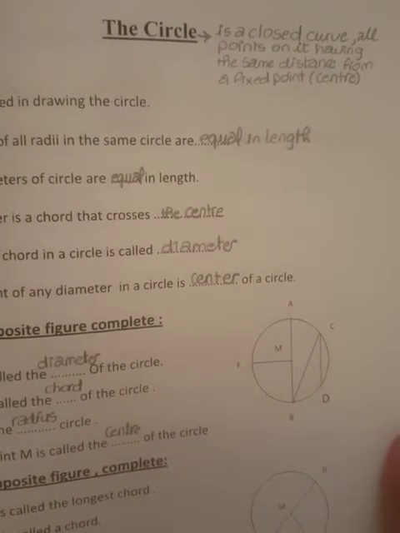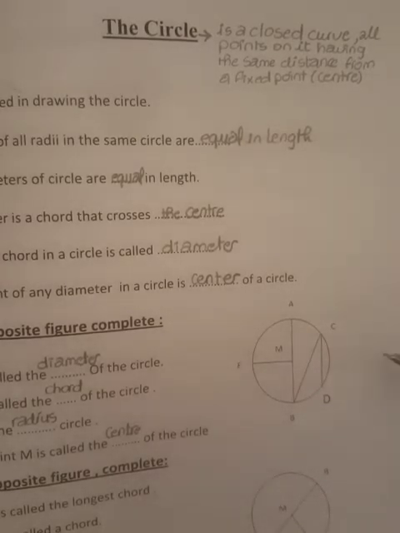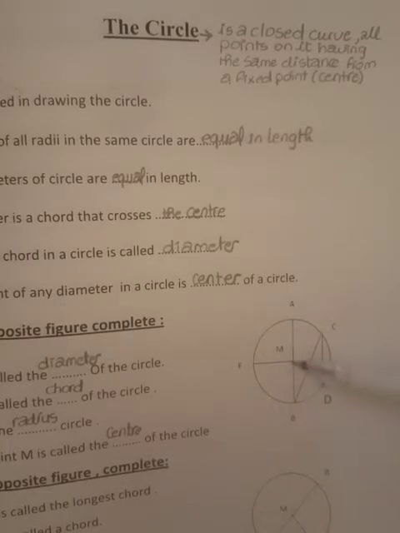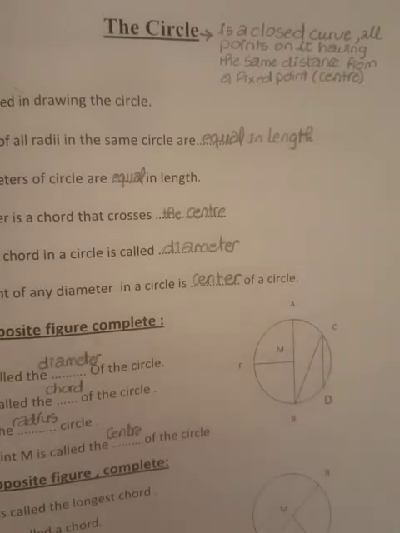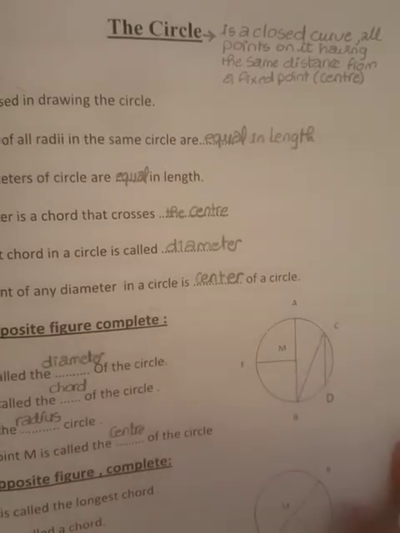What is the circle? A circle is a closed curve on which all points have the same distance from a fixed point. This fixed point is called the center. Let's say something about the circle.